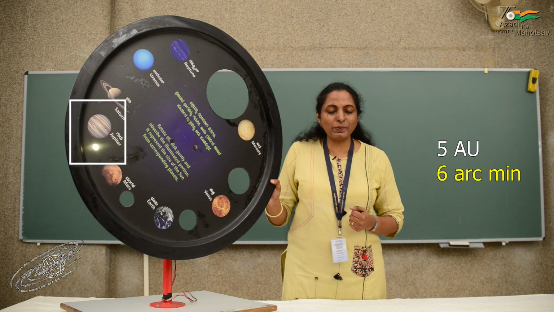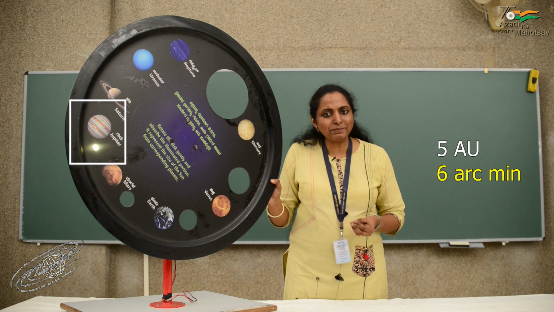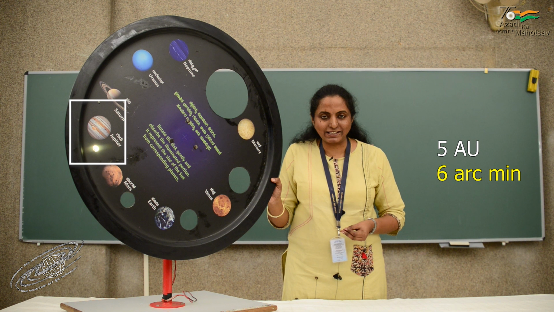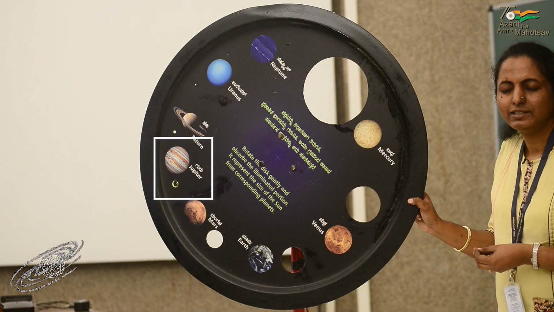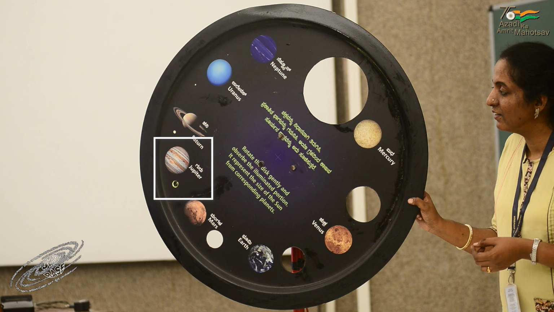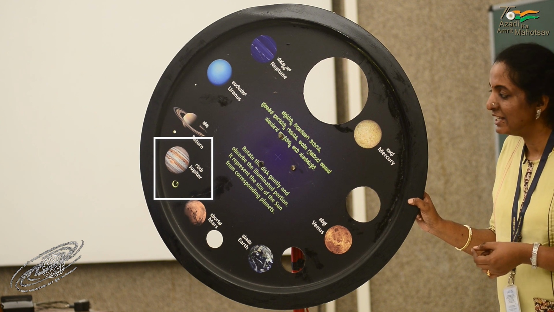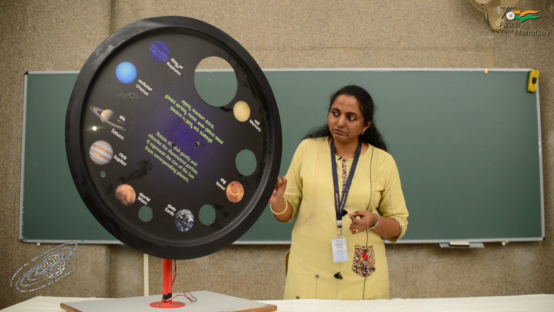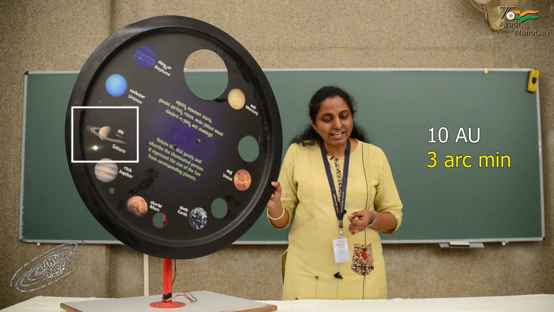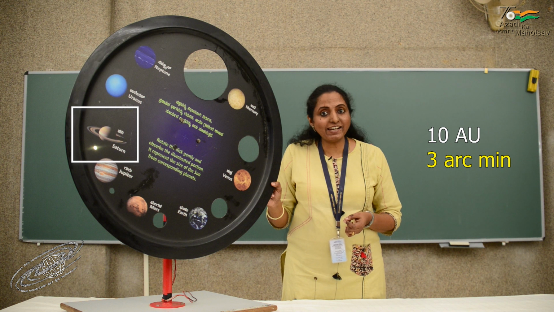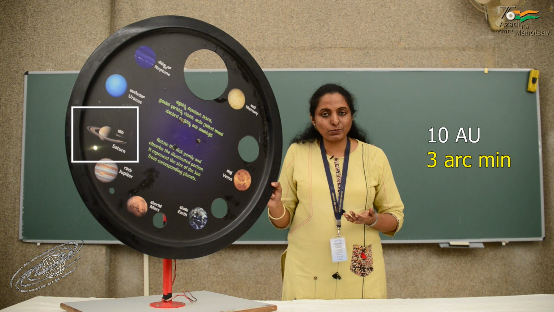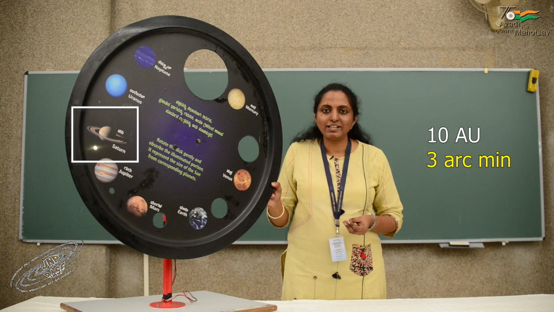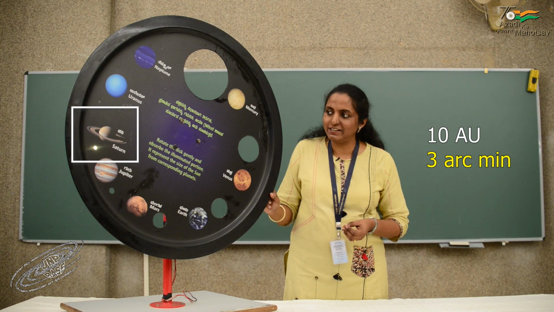And now comes Jupiter. So, Jupiter is something like 5 astronomical units away from the Sun, which is 5 times farther away compared to the Earth. So, it appears 5 times smaller there, and the Sun appears to be something like 6 arc minutes in the sky of Jupiter. The next planet, Saturn, is 10 astronomical units away from the Sun. So, therefore, the Sun appears to be something like 3 arc minutes in the sky of Saturn.